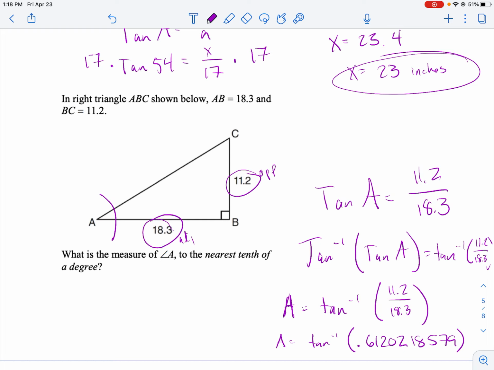So the calculator has all that information saved. So we're telling our calculator, this is the ratio we're getting for the tangent, our opposite over adjacent, we're getting this 0.61202185 79. And we're asking, what angle measure is associated with that answer? And we end up getting A is equal to 31.5, to the nearest tenth of a degree, so I'm happy with it. 31.5.